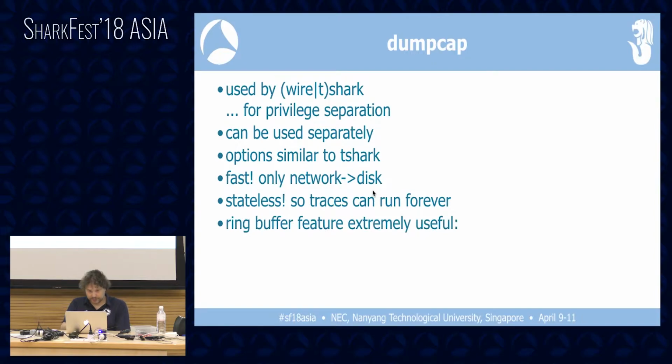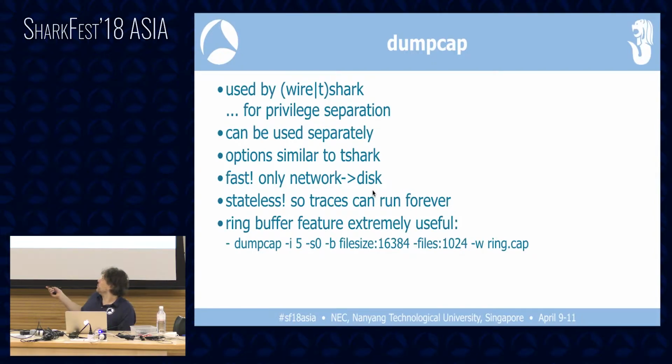You choose your interface, your capture length. You say I need files of 16 MB per file. I usually use 64K these days. Then how many files, and you write it to a ring buffer, which means it creates a file of 16 MB, then it creates the next file, and after 1024 files, it deletes the first one, and it keeps going. So you know this will only take 16 gig of your hard drive. So you know that you won't run out of disk space, which is quite handy.